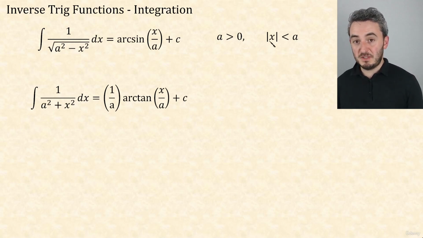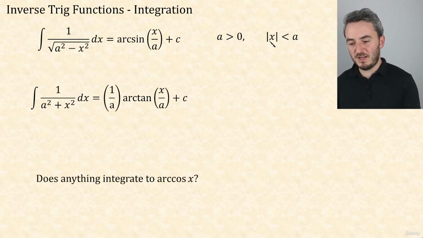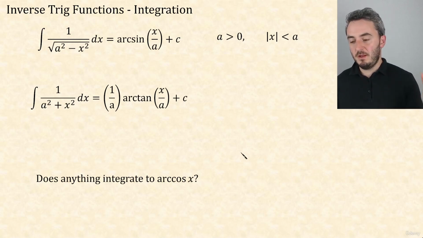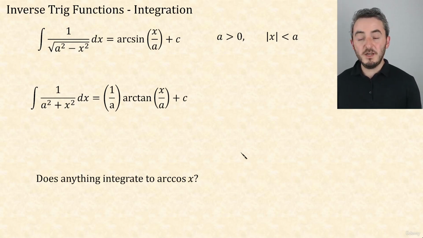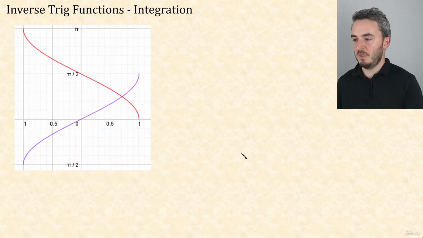Okay, you may have spotted that one of the functions is missing. So, does anything integrate to arc cos? Well, it should, because we did differentiate arc cos, and recall that the derivative of arc cos was minus 1 over root 1 minus x squared. So that integrates to arc cos, right? Well, kind of, but actually we've got an interesting little reason why we don't use it.